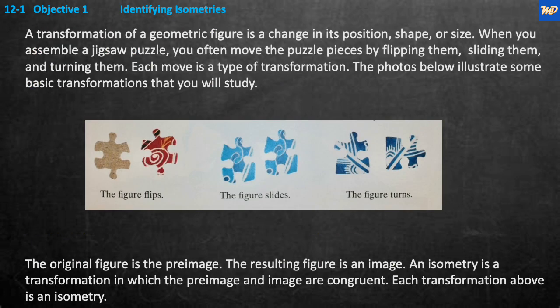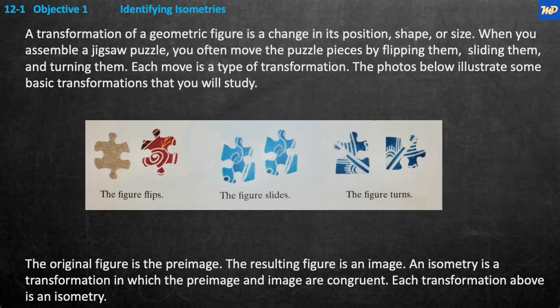Okay, Objective 1, identifying isometries. A transformation of a geometric figure is a change in its position, shape, or size. When you assemble a jigsaw puzzle, you often move these pieces around, you flip them, you slide them, you turn them. Each move is a type of transformation. The photo below shows some basic transformations that you will be studying here. The first one is a flip, where you've taken the jigsaw puzzle piece and flipped it from laying on its face to laying on its back.